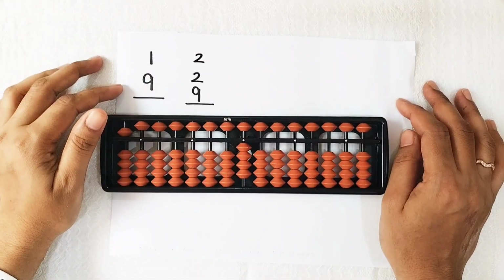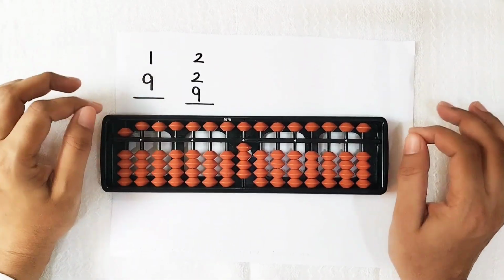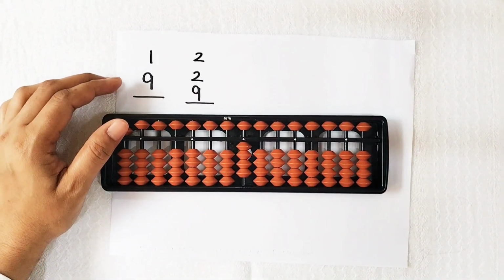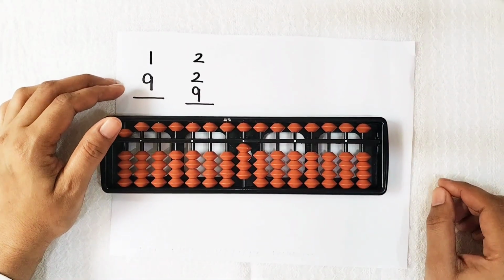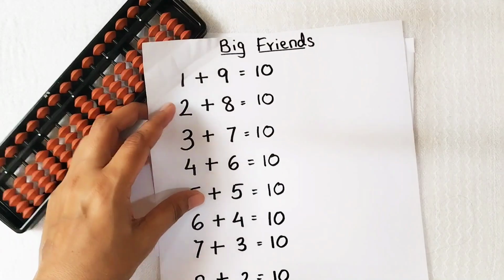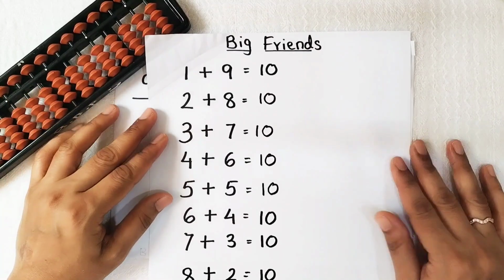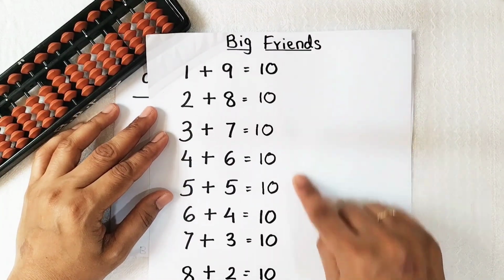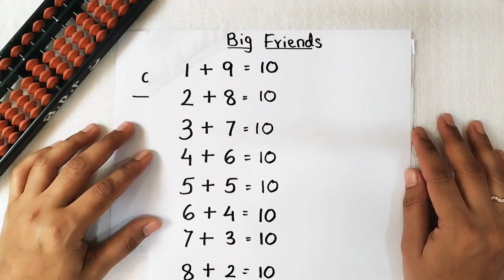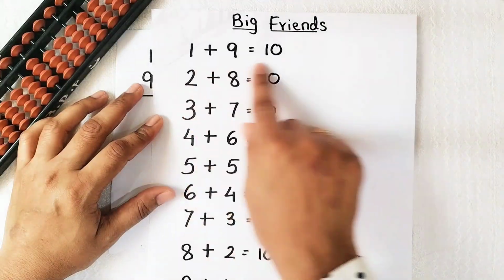Now you must be thinking, what are big friends? Big friends are similar to small friends, but they are the complements with respect to 10. In other words, big friends are the two numbers or the friends that add up to a total of 10. In this video, we will learn about big friends. Now, look at this.